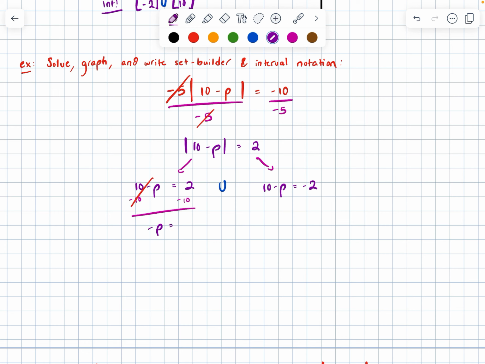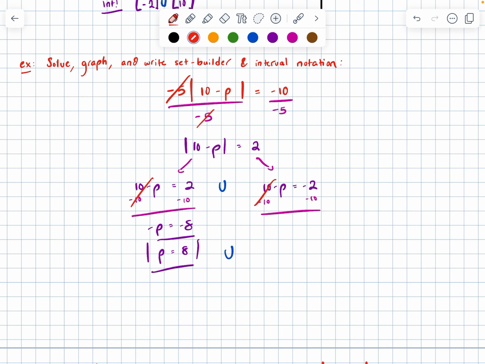Well, I'll start by minusing 10 from both sides. On the left side, I've got -p. On the right side, 2 minus 10 is -8. If -p is -8, again, I want just p by itself. Well, if I flipped the sign of p, I'll flip the sign of the -8. So p could be 8.